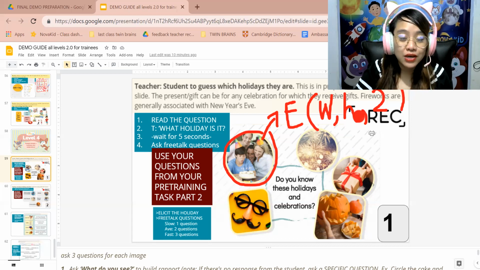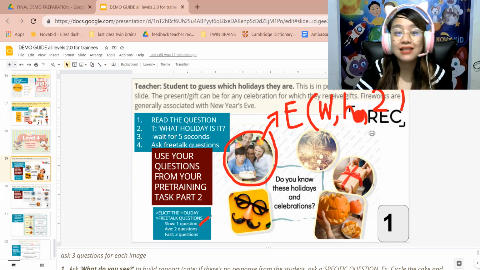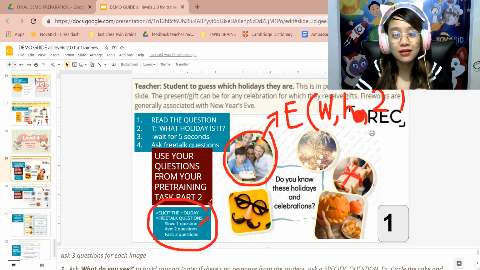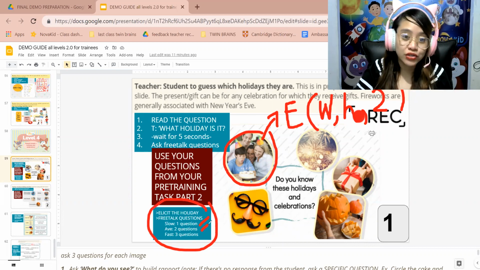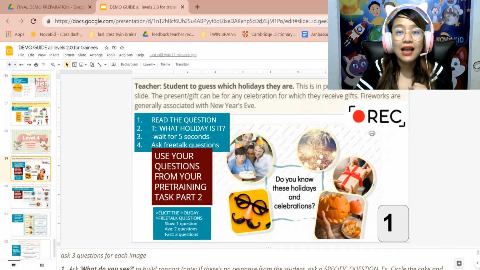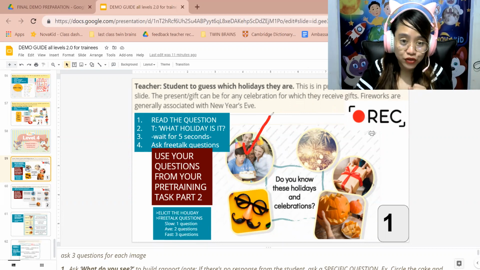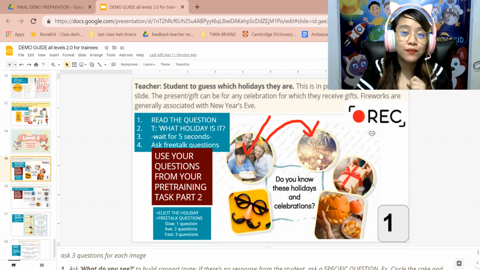And once you have elicited the answer, then you can ask a free talk question. For slow learners, you can ask only one free talk question. For average learners, you can ask two questions. For fast learners, you can ask three free talk questions. After this picture, then you can jump into the next picture.